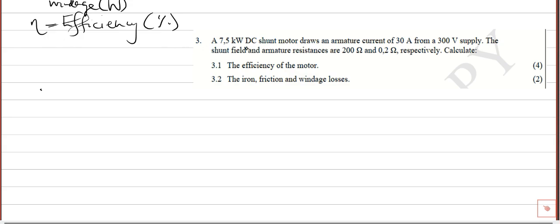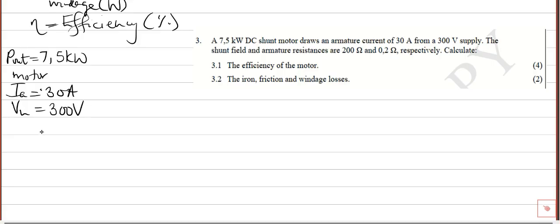It says a 7.5 kilowatt shunt motor draws an armature current of 30 amps. So for power, P out, this is 7.5 kilowatts. It's a shunt motor. We don't need to stress the shunt because we already know all of these calculations are shunt calculations. Draws an armature current of 30 amps. So IA, we have 30 amps from a supply terminal voltage 300 volts supply.